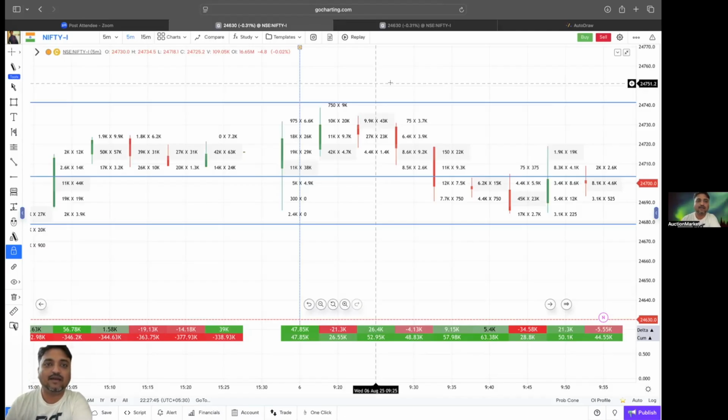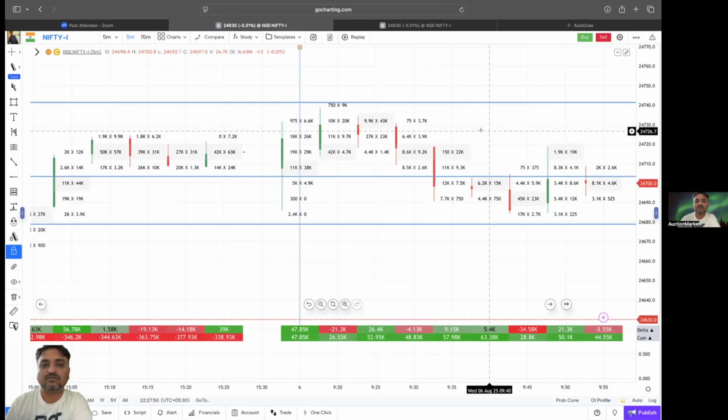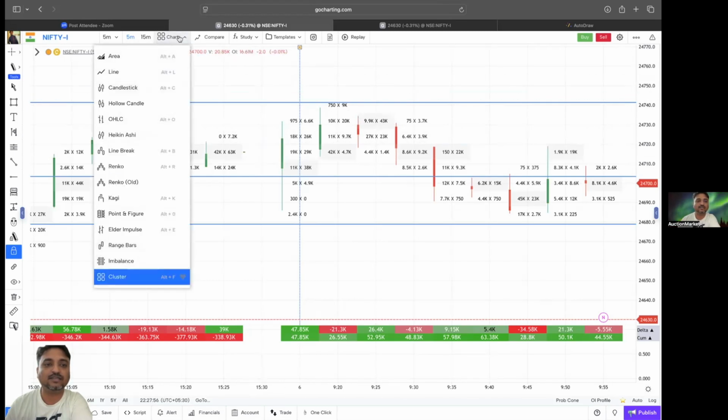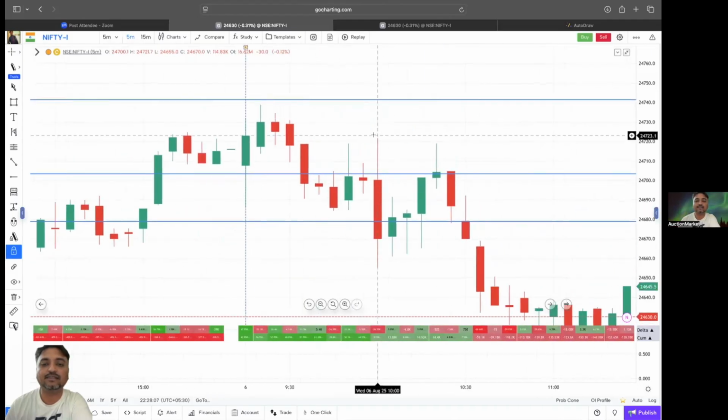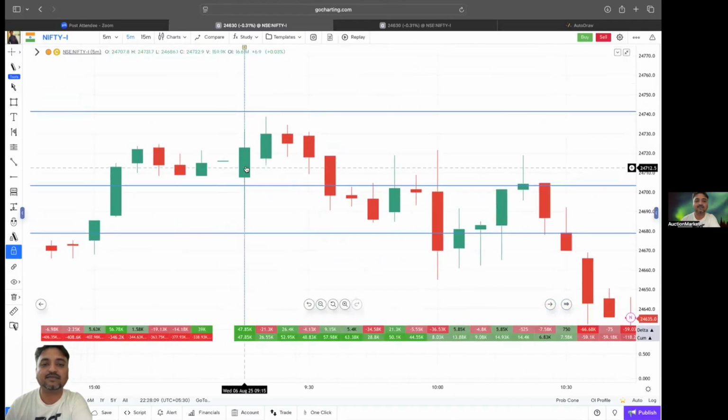So I've been using this Go charting for a long time. So you need to understand the chart here. This is a cluster chart. Okay, we have various types of candles. You guys might be aware of candlesticks. This is a normal candlestick pattern. Here you don't have anything called ask and bid. You don't have the understanding about the candle, whether it is going to be bullish or bearish in the market.